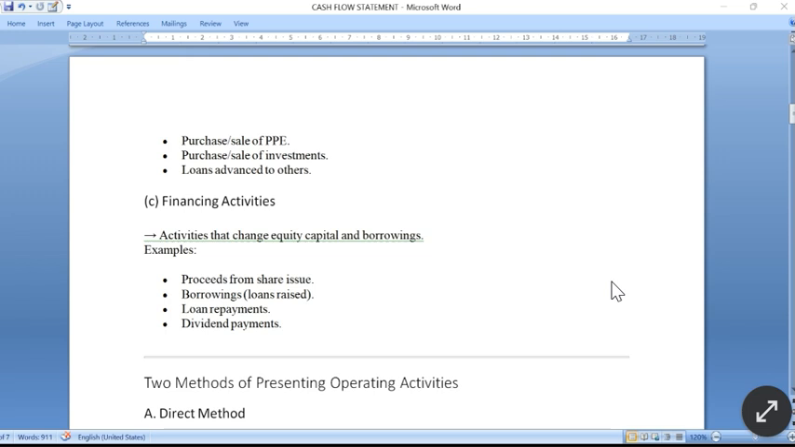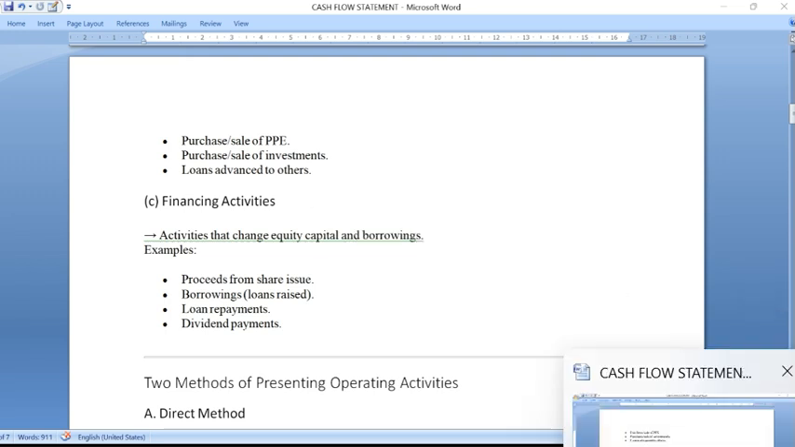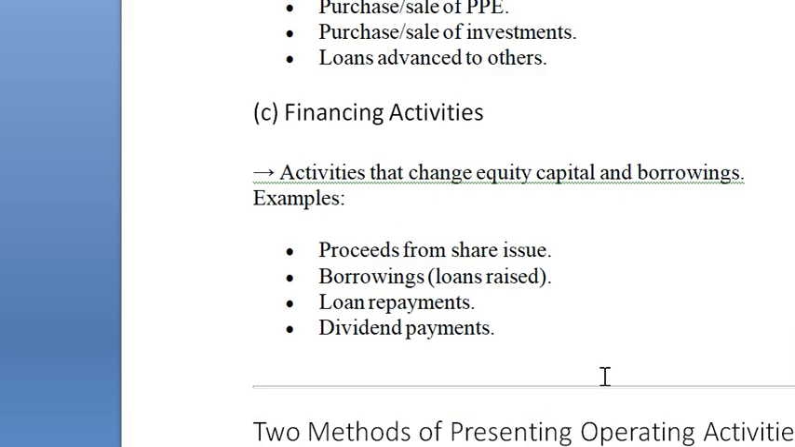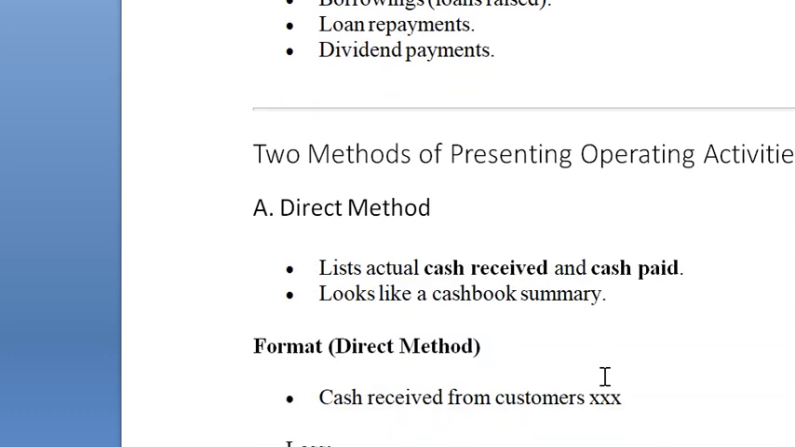It's just direct the way it is. So quickly, let's look at those direct method presentations and then the indirect method. The direct method, for instance, lists the actual cash that is received and the actual cash that is paid. It is more or less like your cash book, for those that are used to it, the summary of your cash book. How much cash was received, and then you less the cash that is paid.